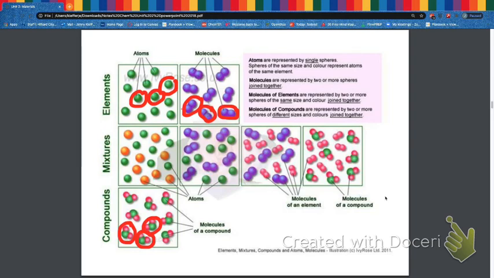Okay? If I start circling particles and they don't look the same, I have a mixture. Okay?